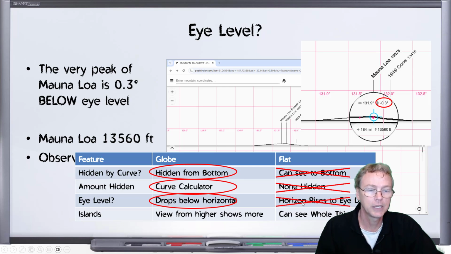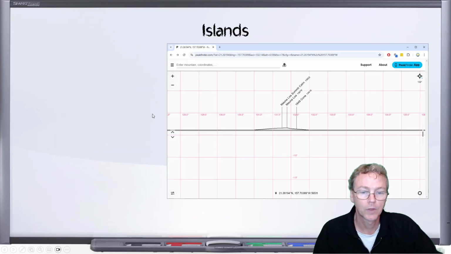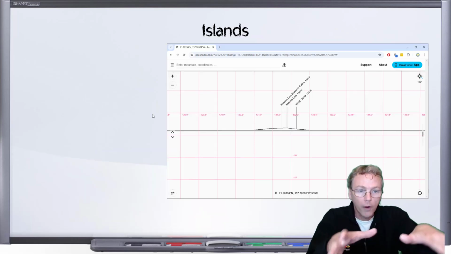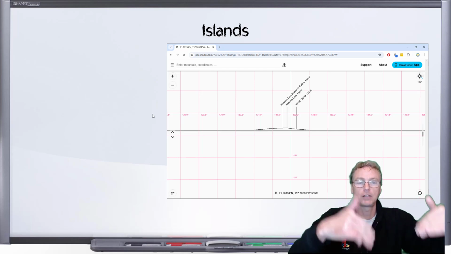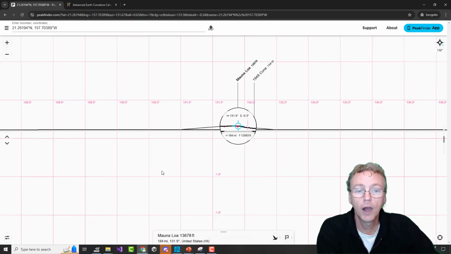So this simulation, once again, by our third test, is not a flat simulation. This is a globe simulation. Okay, this leaves our last test, islands. Do you see more of the island as you go up in altitude? Let's check it out. Here we are. You can just hit this little button right there to raise your altitude.